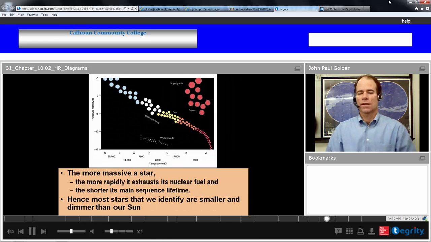Most stars that we identify are smaller and dimmer than our sun. I mean, that we can identify through all means. The red dwarfs represent most stars, and they're lasting a very long time out there. You can't see them, but they're there.